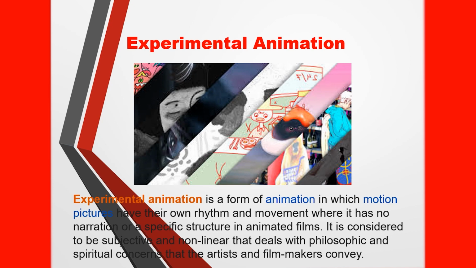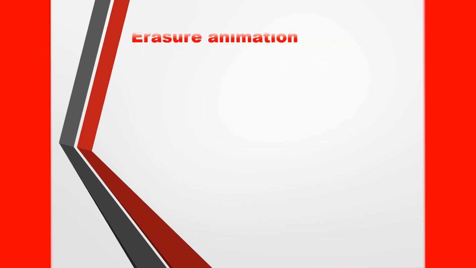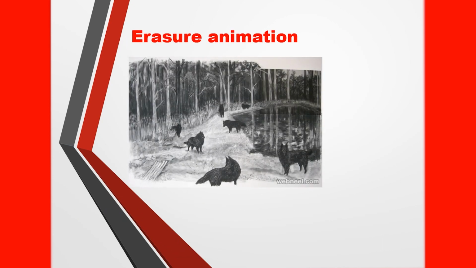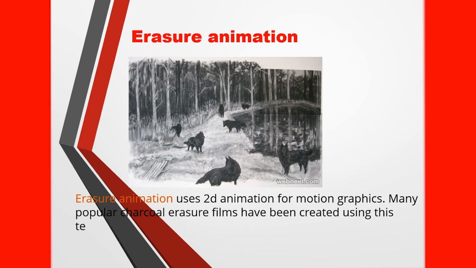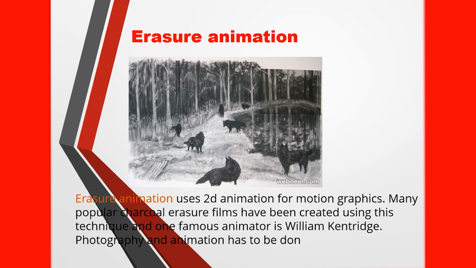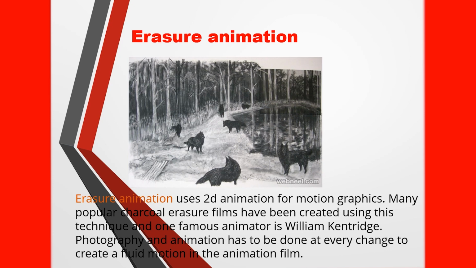Next is erasure animation. Erasure animation uses 2D animation for motion graphics. Many popular charcoal erasure films have been created using this technique, and one famous animator is William Kentridge. Photography and animation have to be done at every change to create a fluid motion in the animated film.